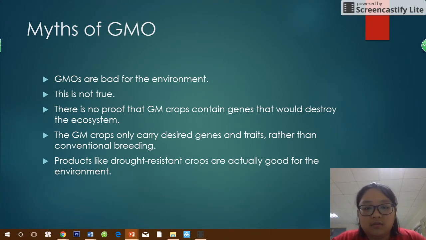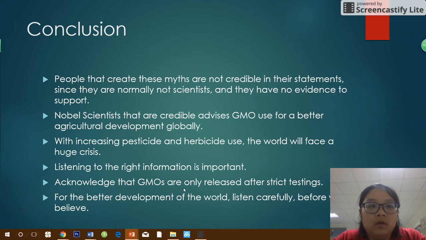Products like drought-resistant crops are actually good for the environment, and they do not affect the environment negatively in any way. At least there is no proof at the stage we are at today with inventing GM crops.